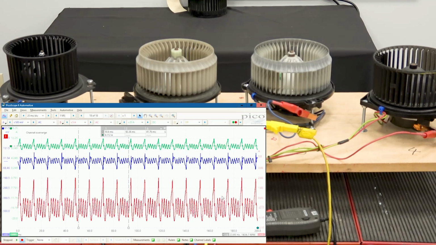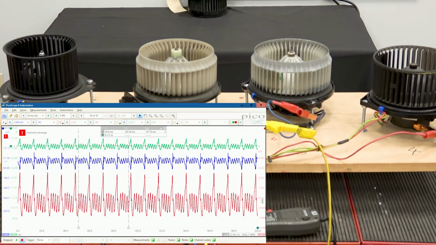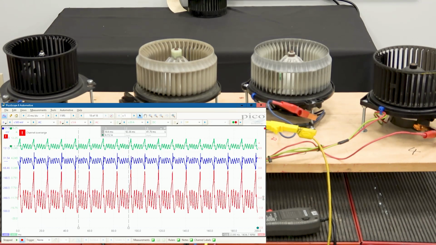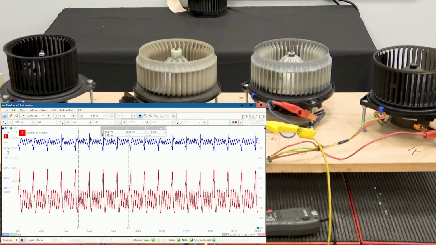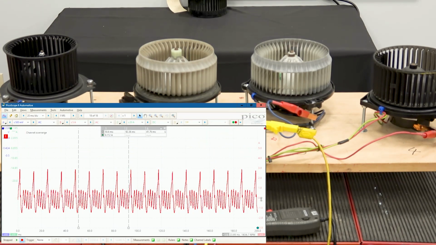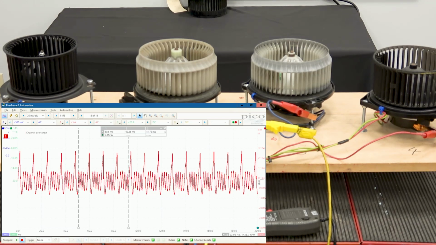Now, if we look at the red pattern, which of course is current again, but this time the current is AC coupled, so we're just looking at the changing component of the signal. Here I'm going to move the green and the blue out of the way and just focus on the red pattern for one moment. It doesn't look too bad, but there's a very obvious issue with this.